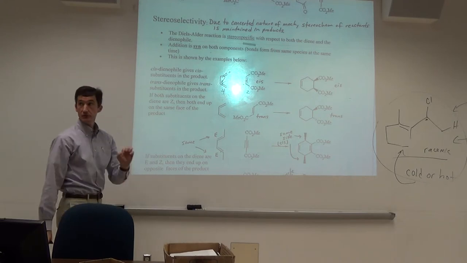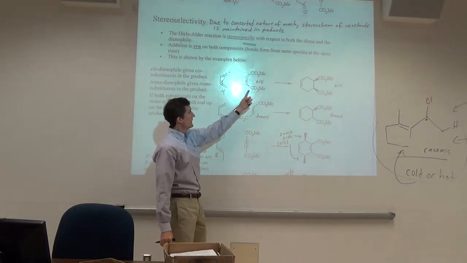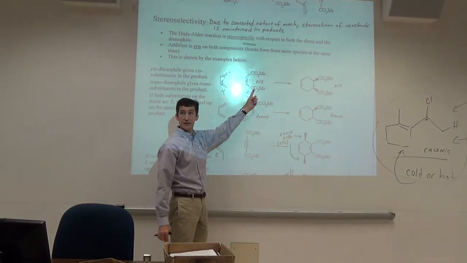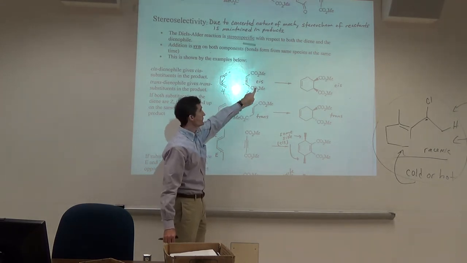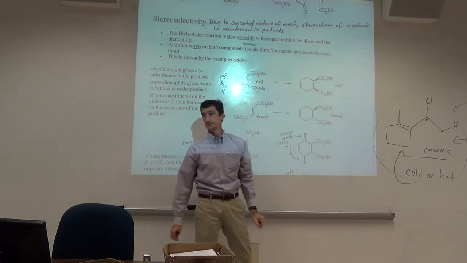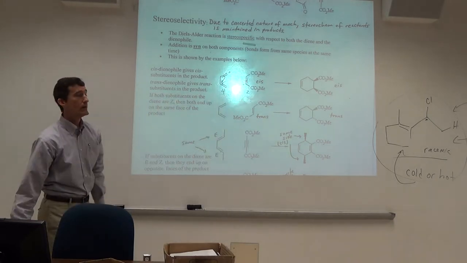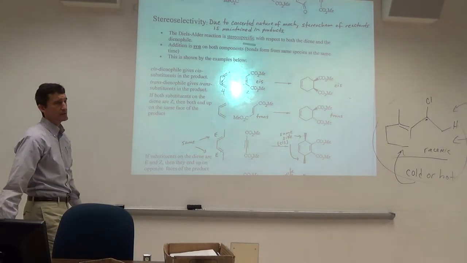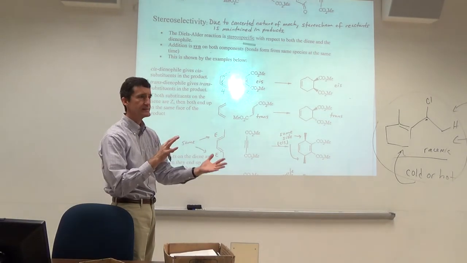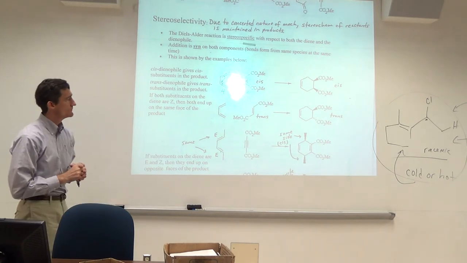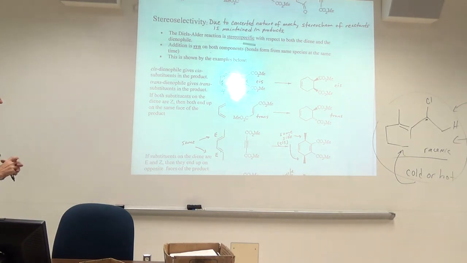Why? It's as straightforward as this. They're cis in the dienophile. See how they're cis about the double bond? If they're cis here, they're going to be cis there. Now, I'm not going to take the time to show how these react and why they end up being cis. Pretty much it's cis here, going to be cis there.